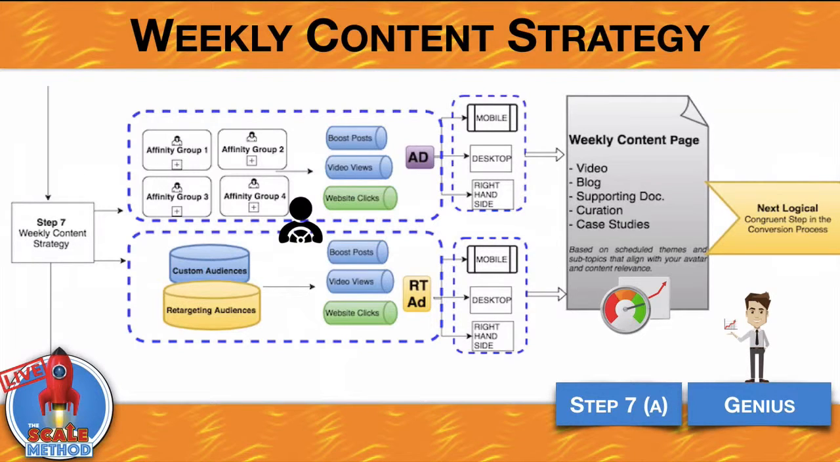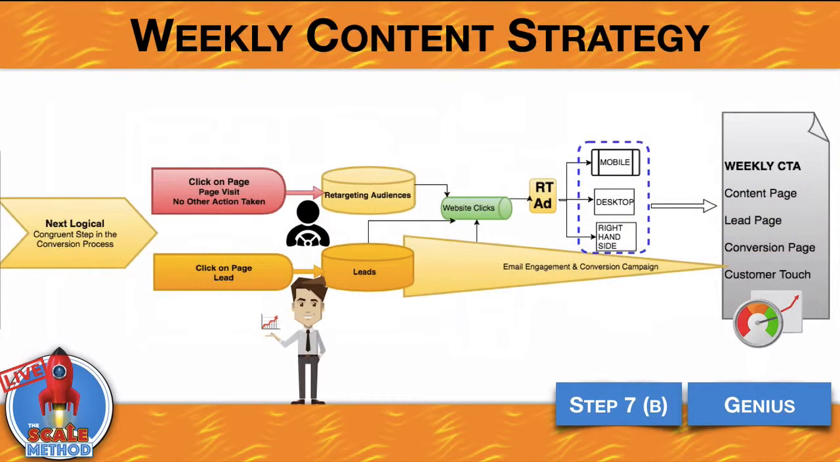Now, we're also going to take all of our custom audiences. That's all of our buyers, all of our leads, all of our people who have landed on our website. We're going to use boost post, video views, and website clicks to target mobile, desktop, and right-hand side. And we're going to target them to the weekly content as well. Now, we're going to want to know what those drivers and critical numbers are, because if we keep moving people along the process, like for example, if we sent an email, they clicked on a link and they went back to a web page, we want to follow up with those people with specific ads. So whether they became a lead and we're following up with email, or if they just clicked on the weekly content, we want to make sure we retarget them with website clicks.